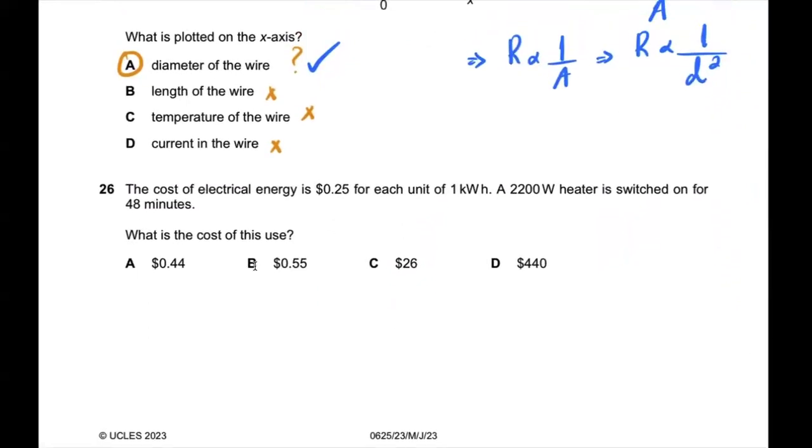The cost of electrical energy is 0.25 for each kilowatt hour, and a 2200 watt heater is switched on for this time. What is the cost of this use? Again, you just need to multiply the watts, the kilowatts and the hours. Converting this into kilo means dividing by 1000. Converting 48 minutes into hours means dividing by 60. So you just do this and the answer should be A.